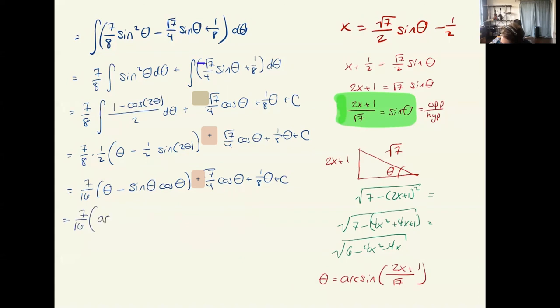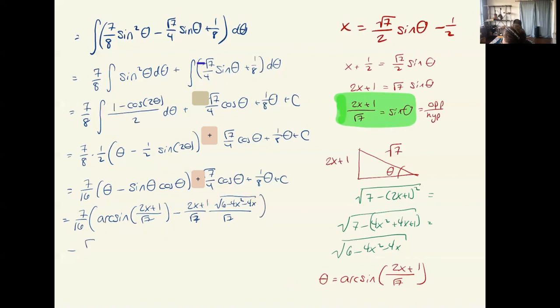So altogether, this is 7/16 times theta, where theta is the arcsine of 2x plus 1 over root 7, minus sine theta, which is 2x plus 1 over root 7, that's here, times cosine theta, so that's adjacent over hypotenuse, or root of 6 minus 4x squared minus 4x over the hypotenuse, which is root 7. So that's cosine theta right here.